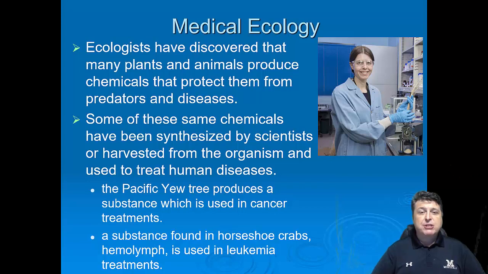Because of their work, ecologists have discovered a lot of plants and animals that produce unique chemicals that will actually protect themselves from predators and disease. Some of these chemicals have benefits in the medical world, where we can perhaps either harvest them or synthesize them to treat human diseases. For example, a compound that comes from the Pacific yew is a substance that we can now use to treat cancer. There's a substance that is produced in horseshoe crabs called hemolymph that's actually used in leukemia treatments.